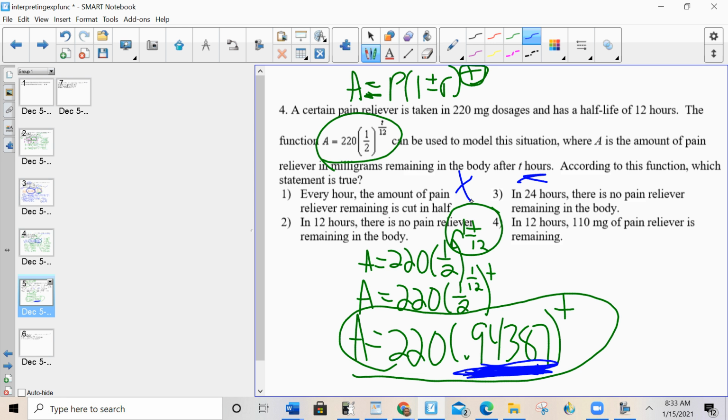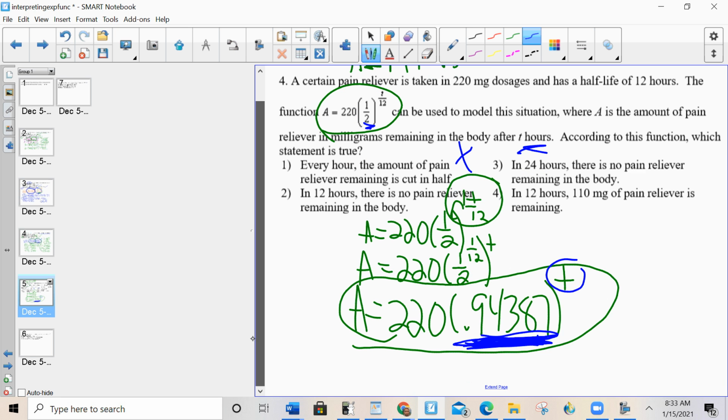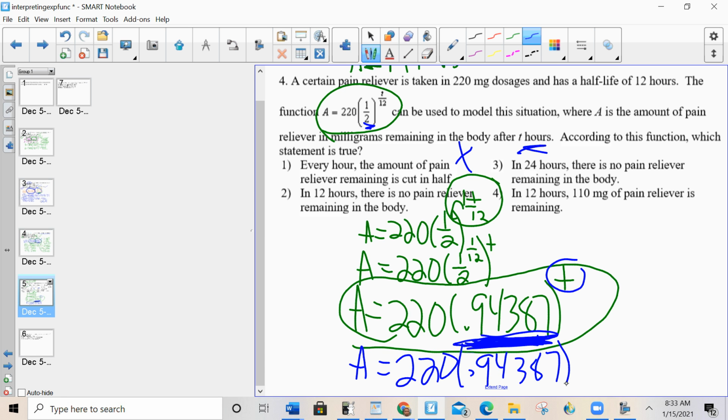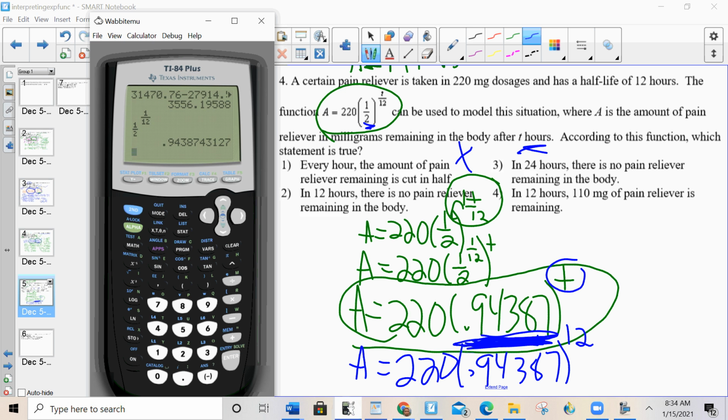In 12 hours, there's no pain reliever remaining in the body. So let's substitute t for 12 and see if I get 0. I'm pretty confident that is not going to be the case. In fact, I'm pretty confident it never fully leaves your body. But let's take a look. I'm not going to use my science knowledge as a math teacher right now. I'm just going to do what I've got to do. Again, I don't like to round until the end of the problem, so I'm just going to copy and paste that whole thing. However, if you wrote it out to 5 decimal places, it really shouldn't be an issue. Is that 0? No.